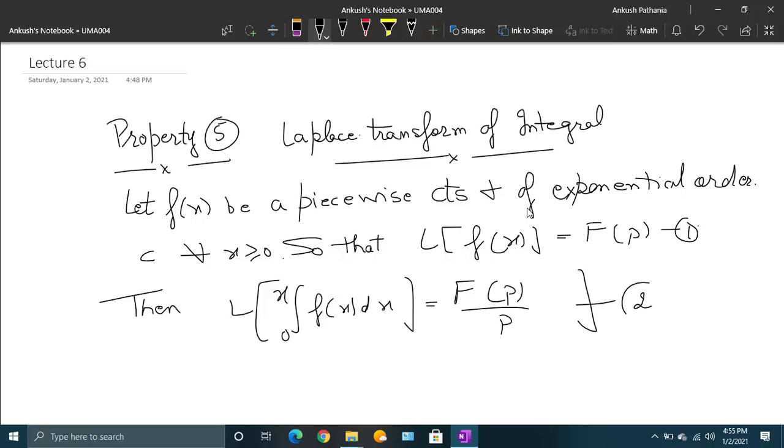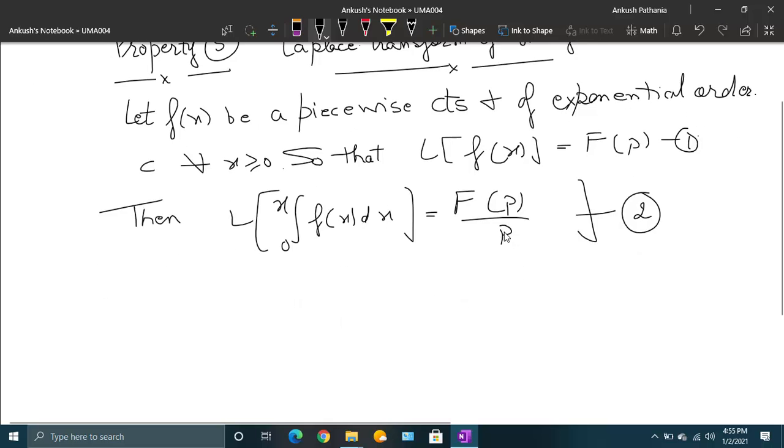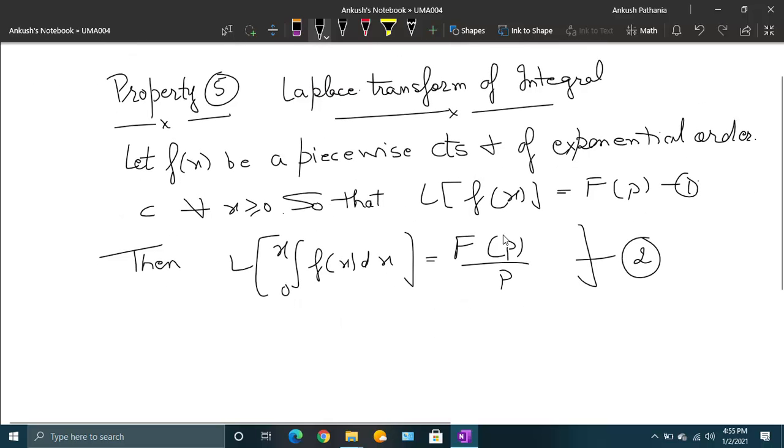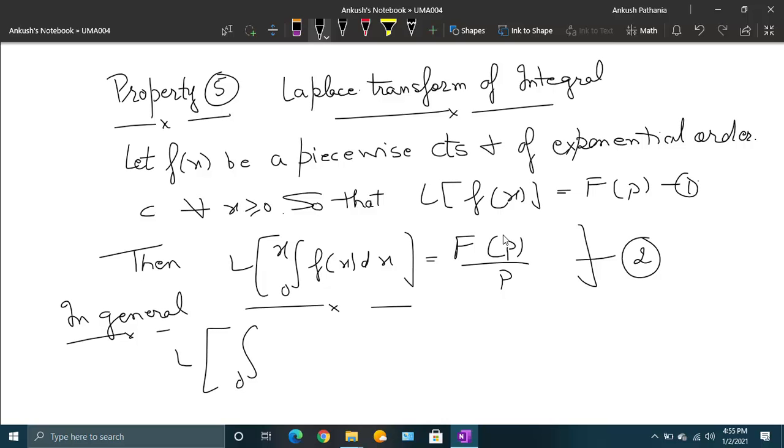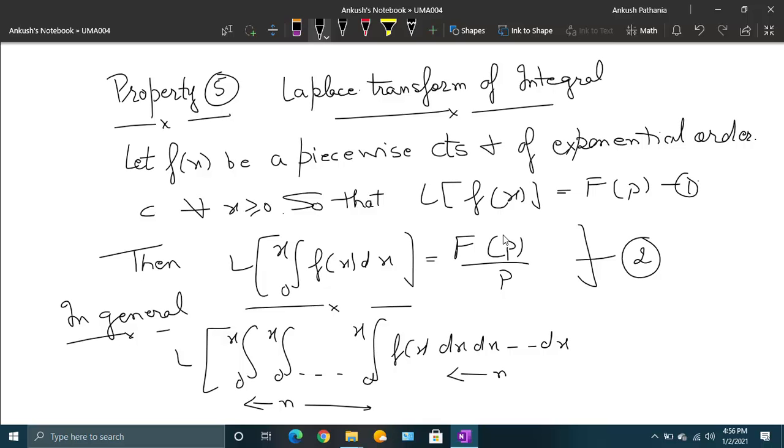So this is property number 5, where we find the Laplace transform of the integral from 0 to x of f(x) dx. In general, though mostly we are going to use the simple form, the property says that if you have the integral of f(x), n times, with dx n times, then this is equal to F(p) upon p raised to power n. This is the general property number 5, for the integral of the form 0 to x f(x) dx.